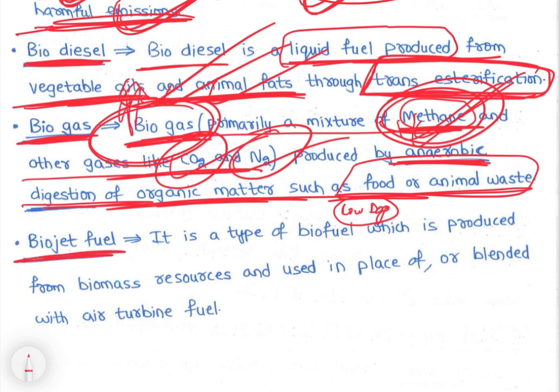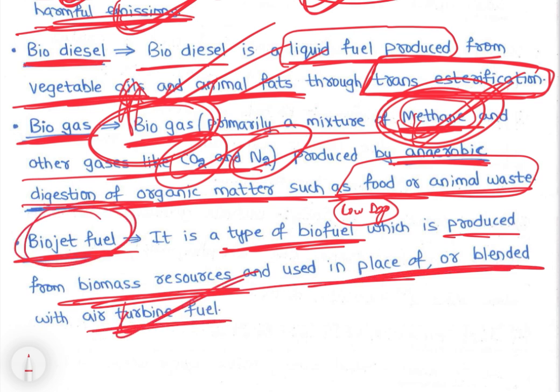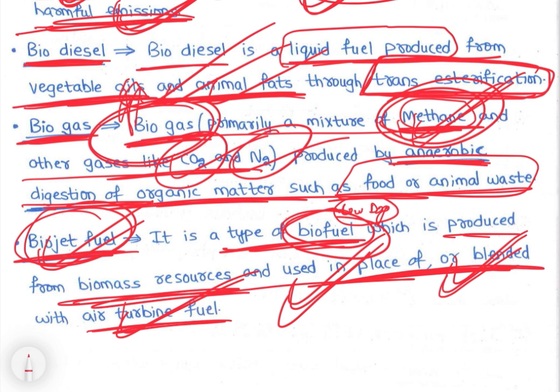Then biojet fuel, it is a type of biofuel which is produced from biomass resources and used in place of or blended with air turbine fuel, right? So sustainable air turbine fuel, that also we will say biojet fuel is a biofuel, right? So ये या तो blend कर सकते हैं या in place of, air turbine fuel, एयरोप्लेन्स में use कर सकते हैं, right?